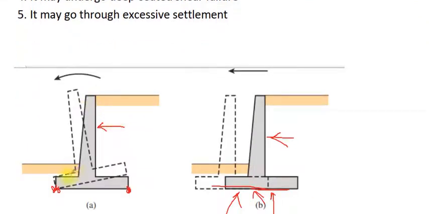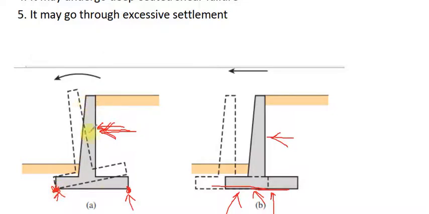Here is an example of a cantilever retaining wall subjected to earth pressure, lateral earth pressure, which may make the retaining wall overturn about the point at the toe. This is the toe of the retaining wall, and this point is the heel of the retaining wall. So we have to check the stability and the factor of safety against overturning.